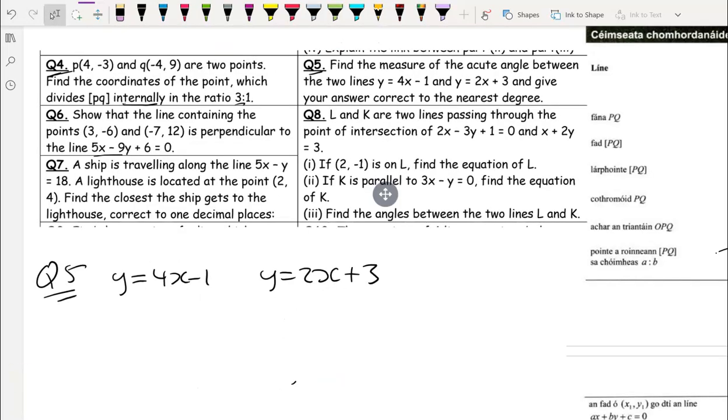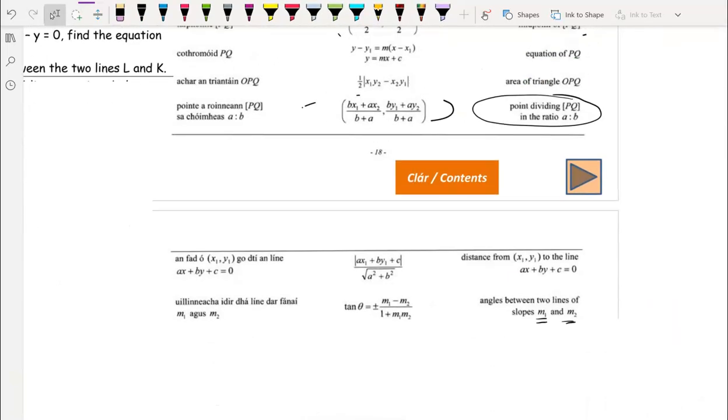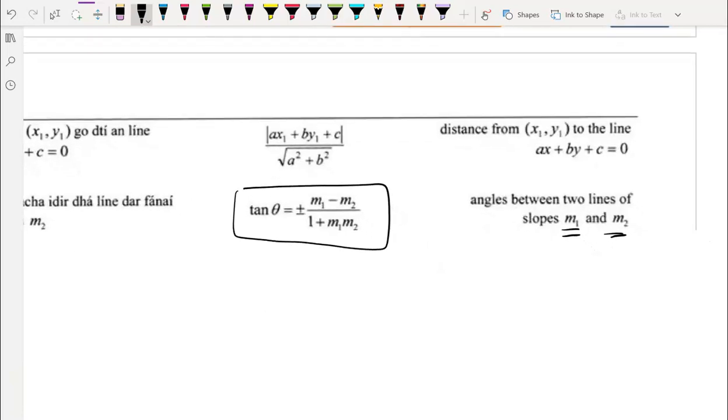Question 5. Find the measure of the acute angle between the lines y equals 4x minus 1 and y equals 2x plus 3. Give your answer to the nearest degree. Angle between two lines is page 19, second formula from the top. Tan theta equals plus or minus m1 minus m2 over 1 plus m1 m2. The lowercase m's here stand for the slopes of the two lines.